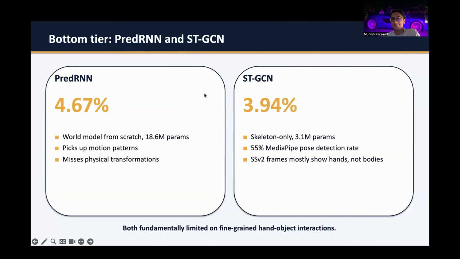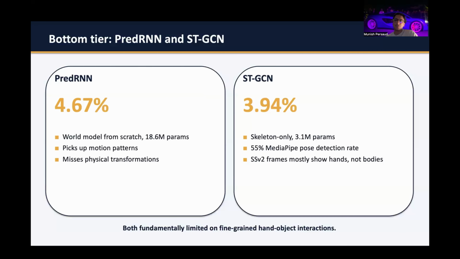So for ST-GCN, we achieved a 3.94% accuracy. The weird thing about ST-GCN is that it's also paired internally with MediaPipe. That means it only tracks skeletons, not actual image and object recognition. The actual MediaPipe pose detection rate itself through all the videos was 55%, and it only ever really worked on the Something-Something V2 frames that showed hands, not bodies. So whatever MediaPipe model they're using specifically is the hand landmark one, not the pose landmark one.